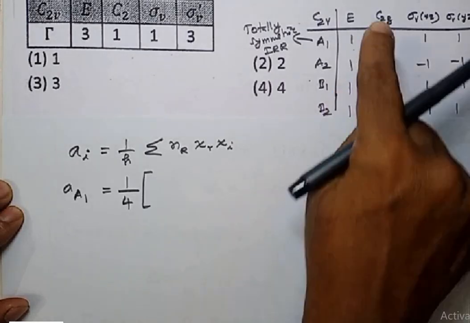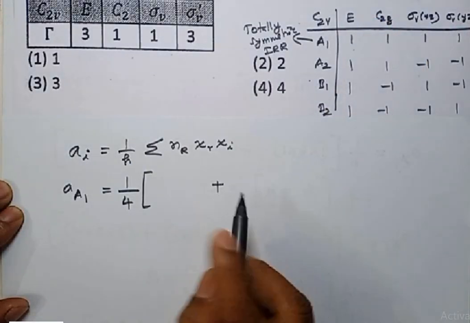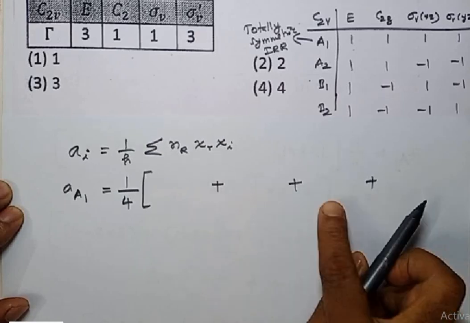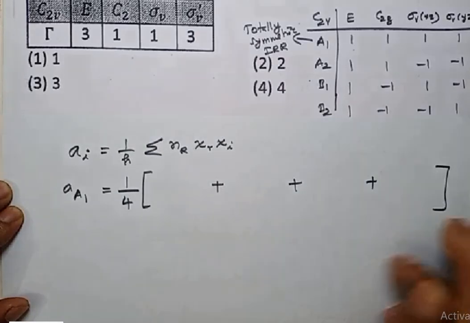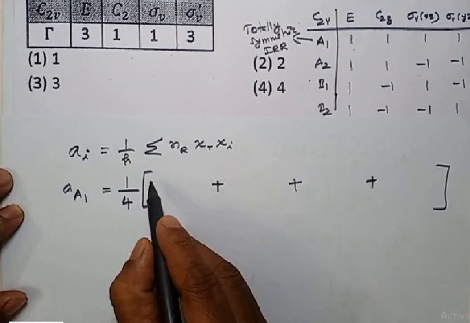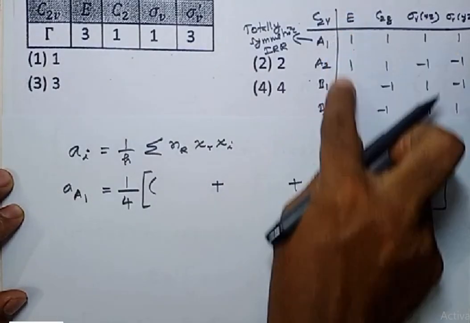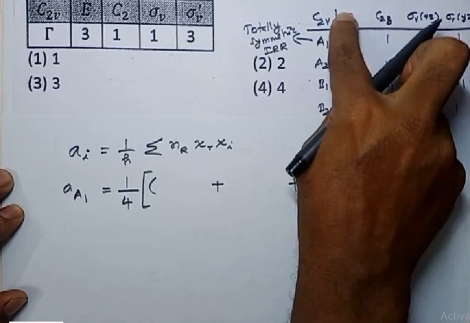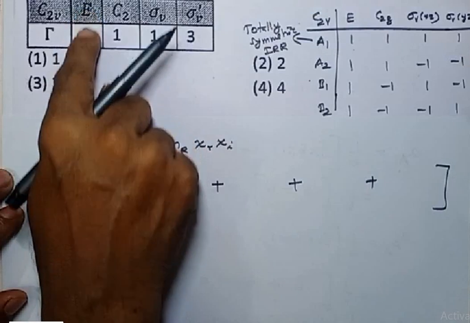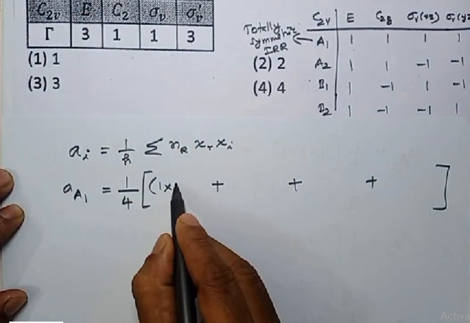Then since there are 4 classes, this is for class 1, this is for class 2, this is for class 3 and this one is for class 4. So we need to add 4 terms. Term 1, first take class 1. In class 1 we have 1 operation and class 1 reducible character is 3.